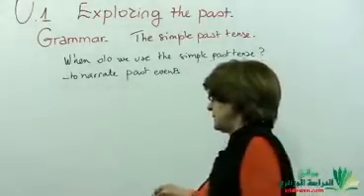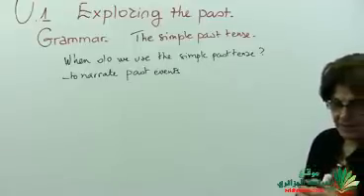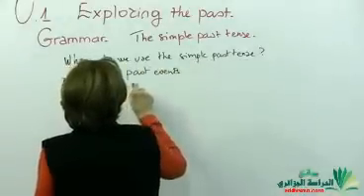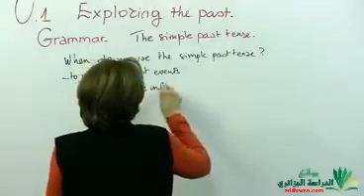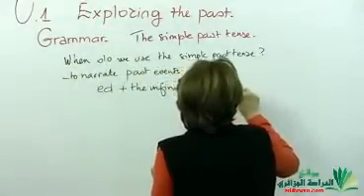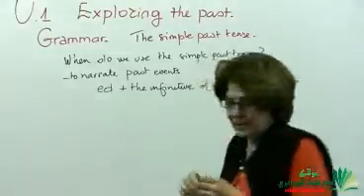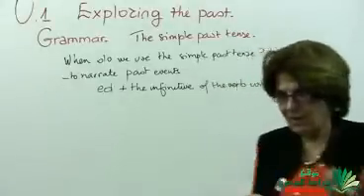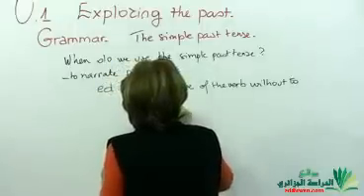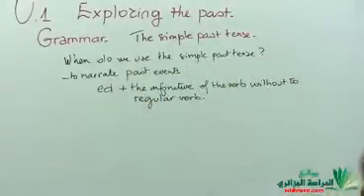How do we build this tense? We add ed, or d, to the infinitive of the verb without to. Okay, it is not this. We add ed when it is a regular verb, because you know that in English you have regular and irregular verbs.